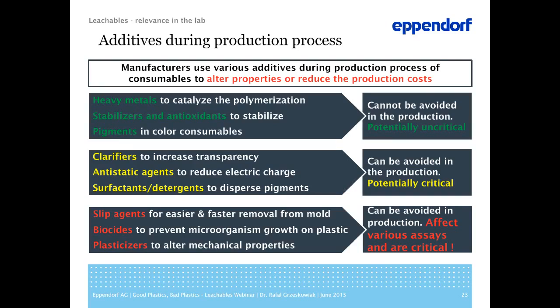Also, the biocides, or simply antibiotics, are critical and are added to prevent bacterial growth on the consumables, which might happen if the production conditions are not very clean. And finally, the plasticizers are actually the classical leachables and serve mostly to make the consumable less rigid and prevent breaking. So again, all of the substances shown in red and yellow can typically be avoided in the production process of consumables and are either potentially or definitely critical to most assay systems.